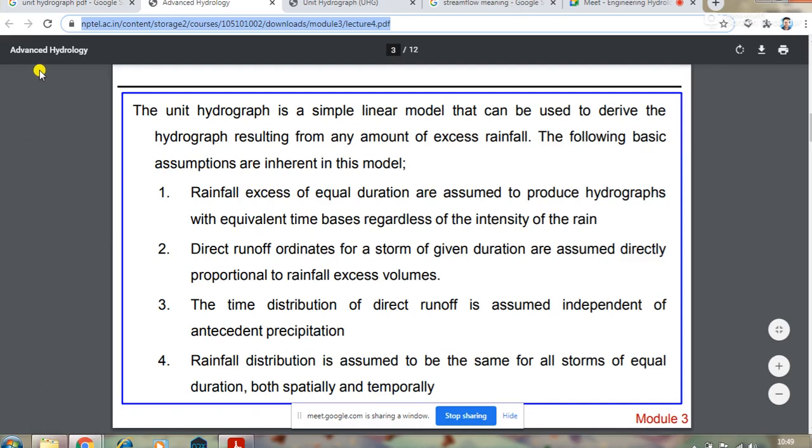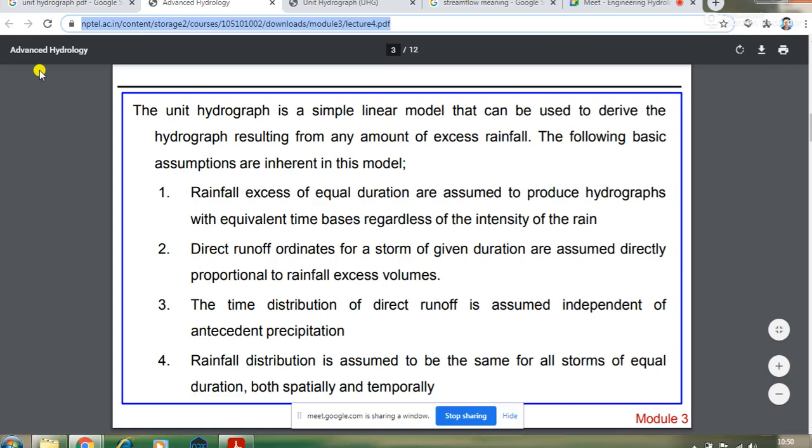Now the unit hydrograph's definition in simple words: it is a simple linear model that can be used to derive the hydrograph resulting from any amount of excess rainfall. Okay, एक सिंपल लिनियर मॉडल है जो हम लोगों को एक ग्राफिकल रिप्रेजेंटेशन से मिलता है। क्यों? क्योंकि एक्सेसिव रेनफॉल हुआ है। ठीक है, so following assumptions are taken into consideration while this definition will be implemented.